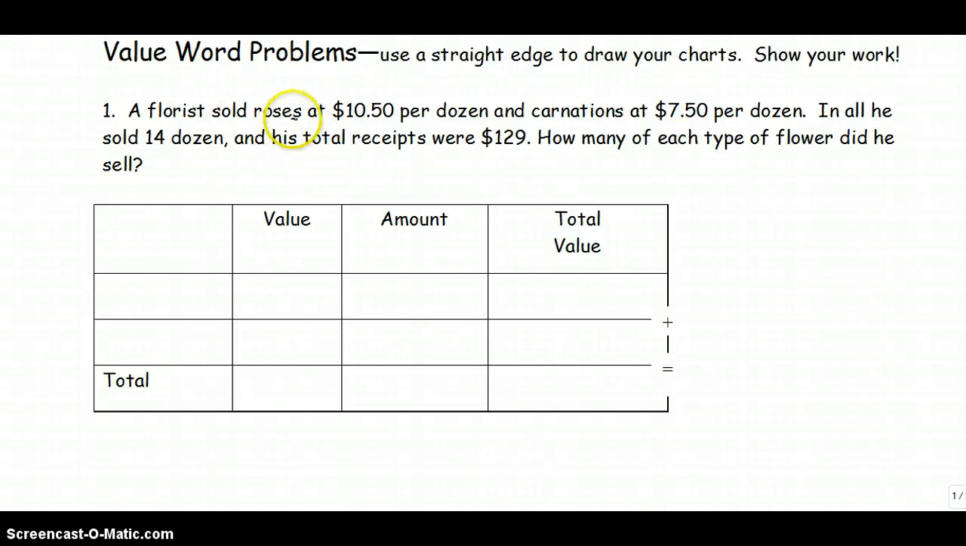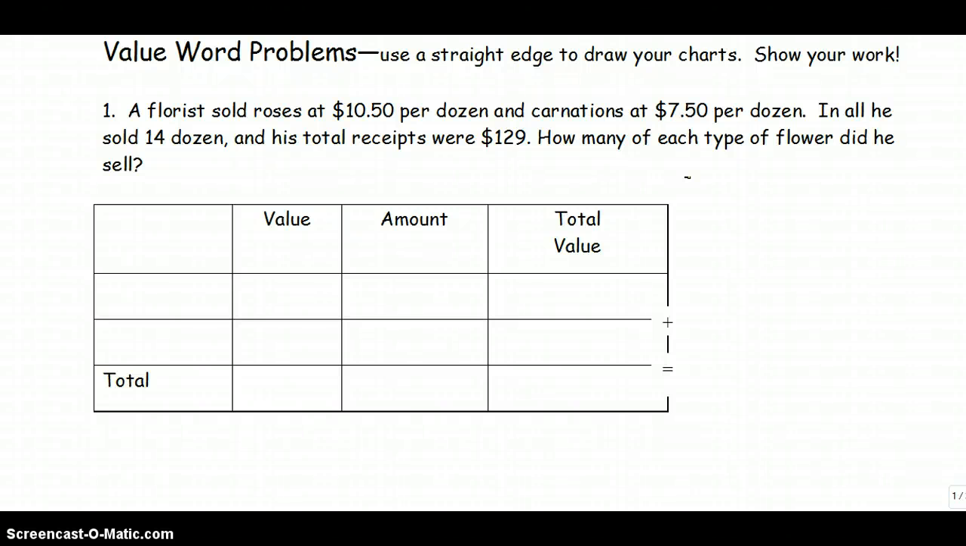Okay, now we're going to look at value word problems. A florist sold roses at $10.50 per dozen and carnations at $7.50 per dozen. In all, he sold 14 dozen, and his total receipts were $129. How many of each type of flower did he sell?